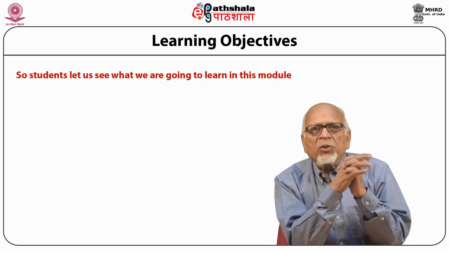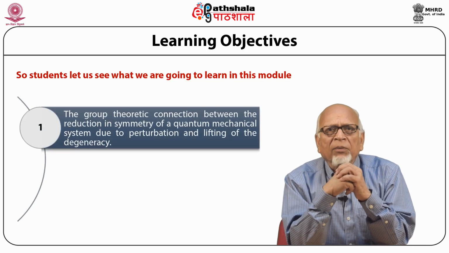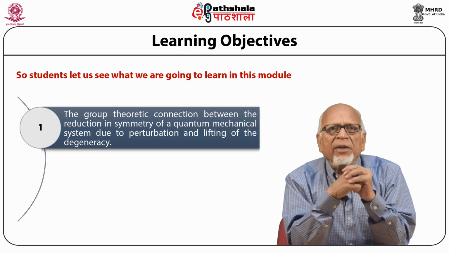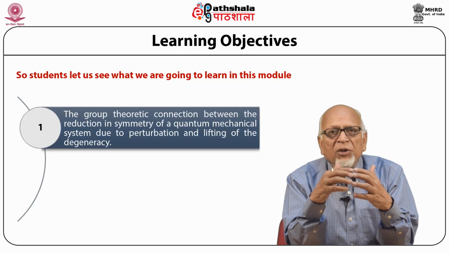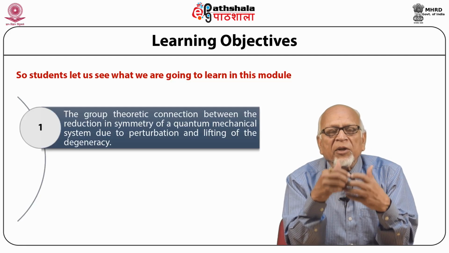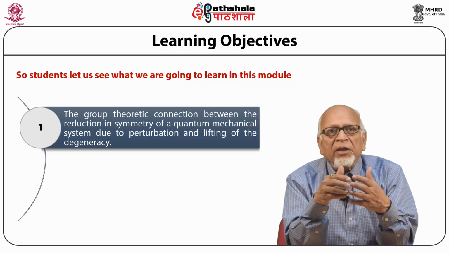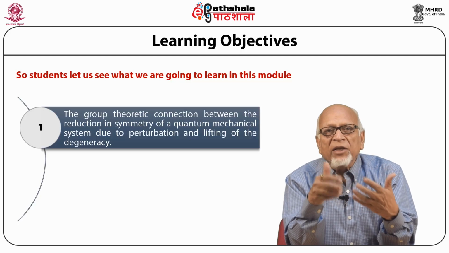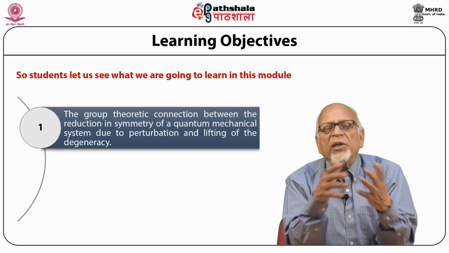In this module, students, you will learn about the group theoretic connection between the reduction in symmetry of a quantum mechanical system due to perturbation. So when you apply a perturbation to a quantum mechanical system, it's expected that the symmetry is reduced. And with this reduction in symmetry, it's imperative that some degeneracy which existed before this perturbation will also be lifted.